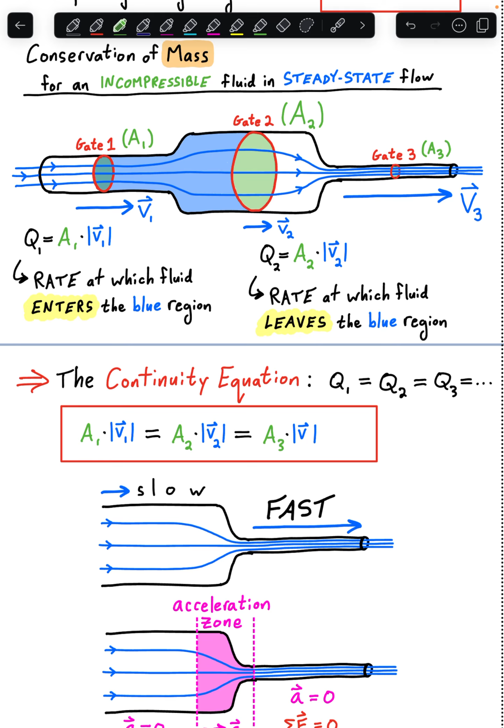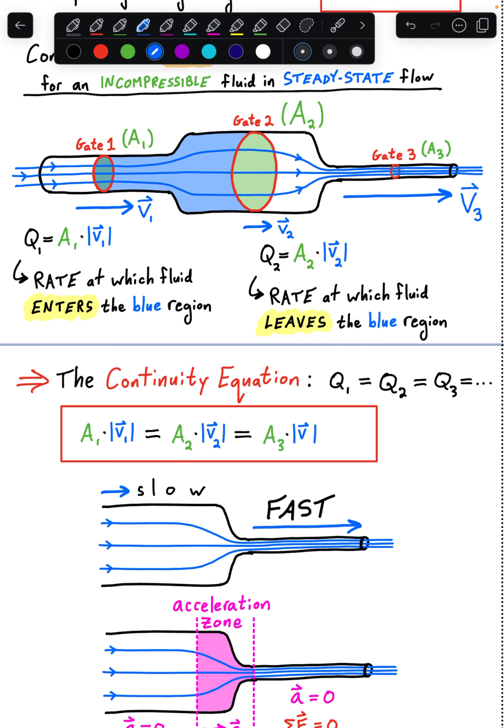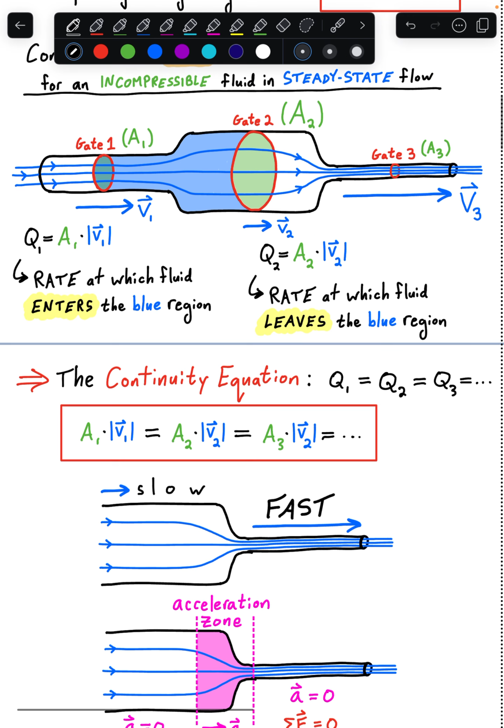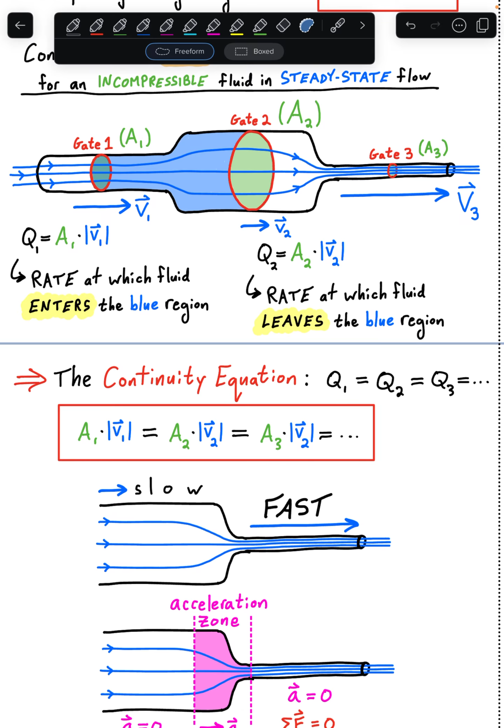And this enables us to relate the cross-sectional area of the pipe to the expected speed of the water or the fluid flowing through that particular section. So then here we must conclude that where the gate is bigger, here at gate 2, bigger than gate 1, since the area is bigger, the speed must be lower to compensate.